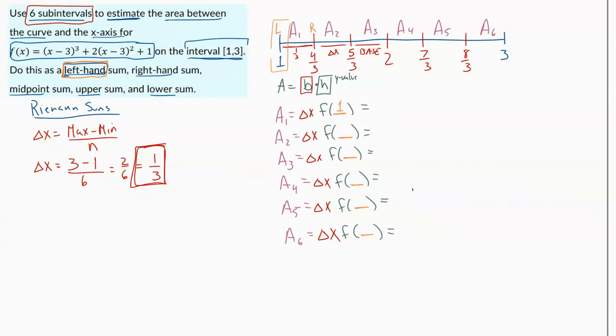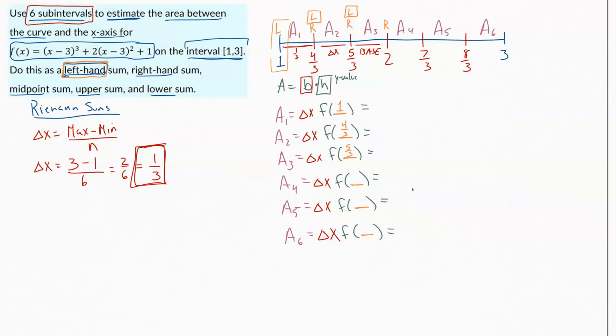Then we move down the road. And so on A2, this is now my left endpoint and my right endpoint. I want the left endpoint, so I'm looking at 4/3. Go on to A3, same game. This would be the left side of A3, this would be the right side. We want the left endpoint, so we would choose 5/3.